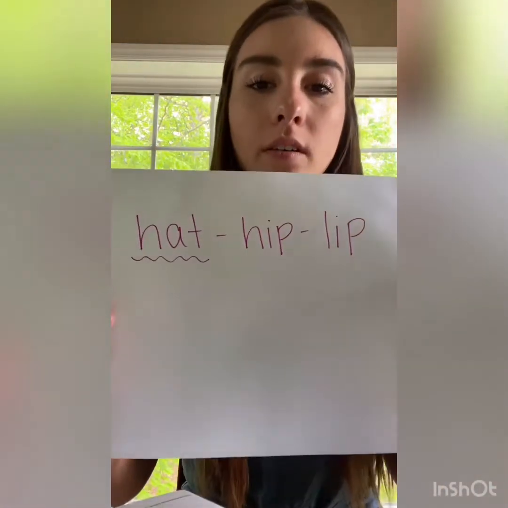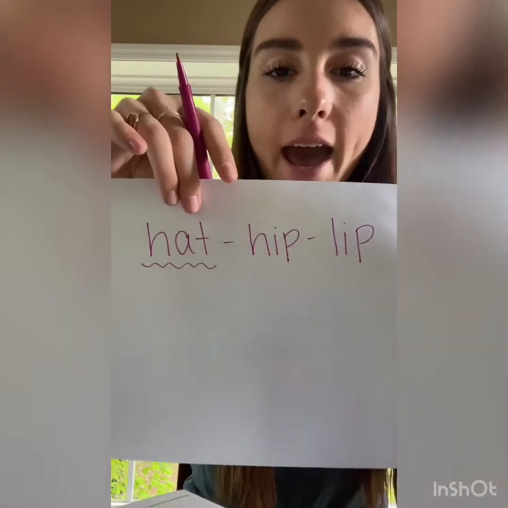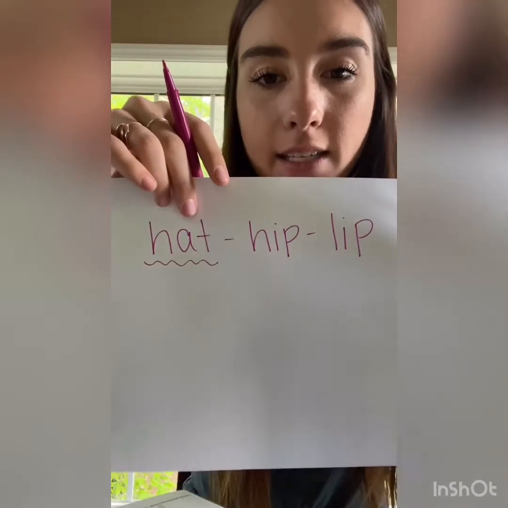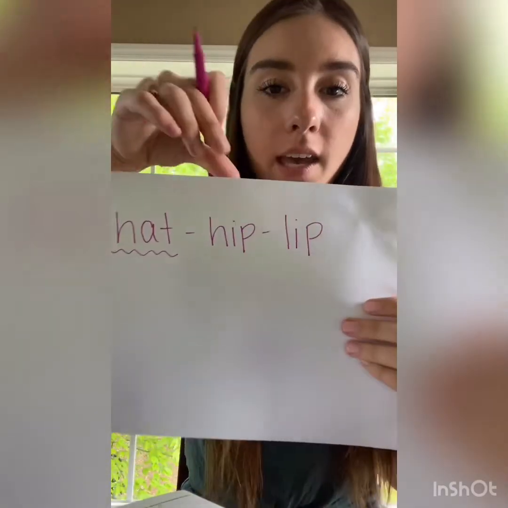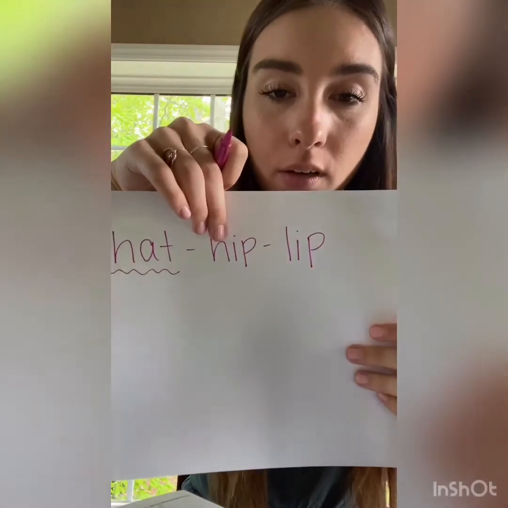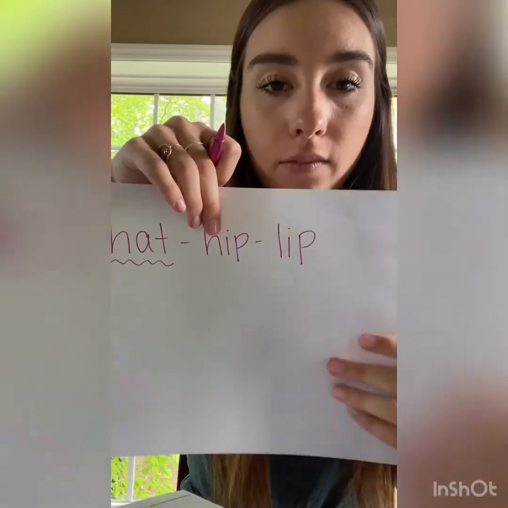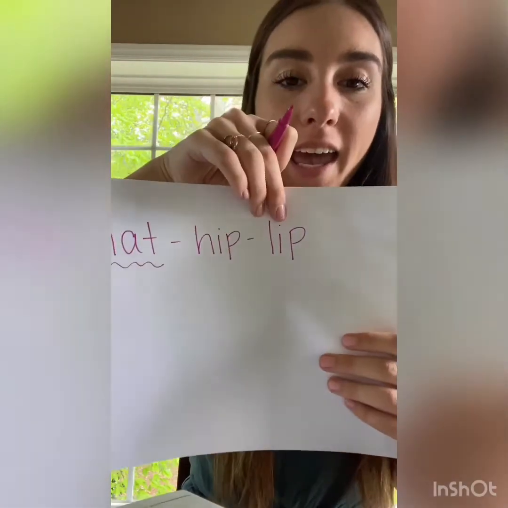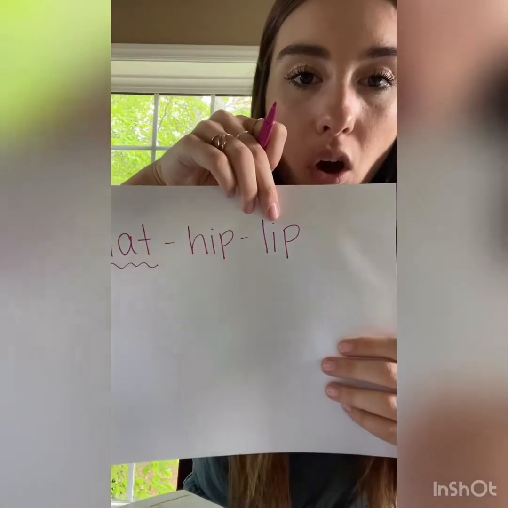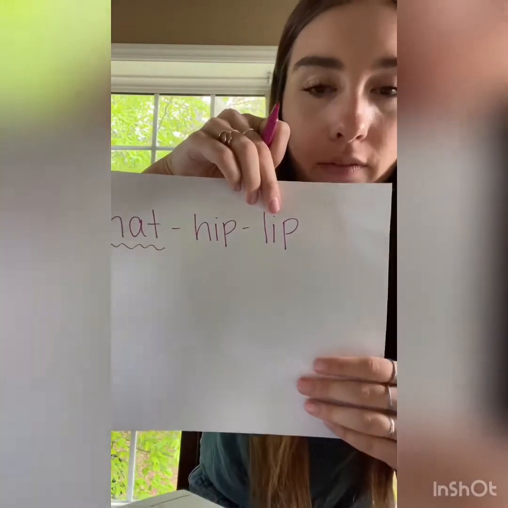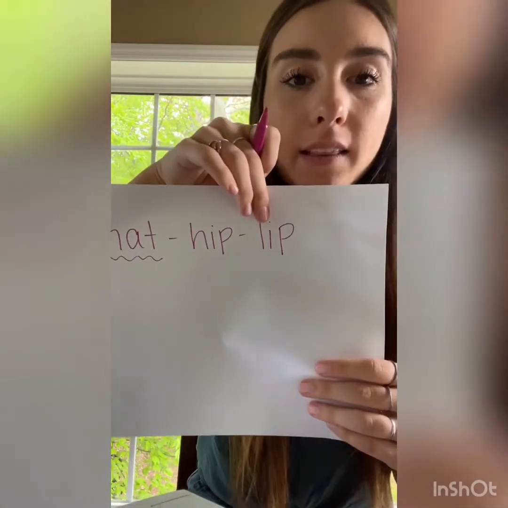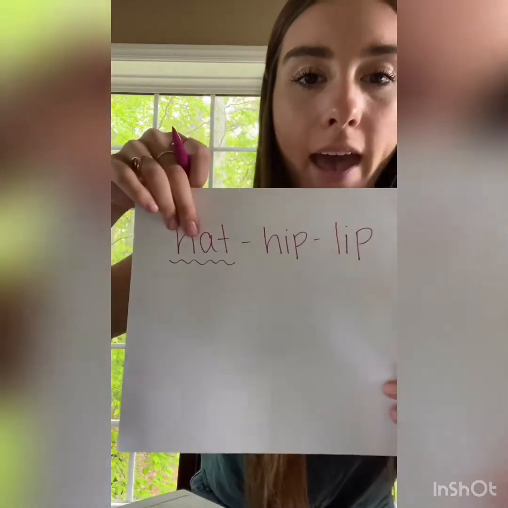So the word that does not rhyme is hat. Hat is in the at family. And then we have hip, which says ip in the ip family, and lip, which is also in the ip family. So hip and lip rhyme, hat does not.